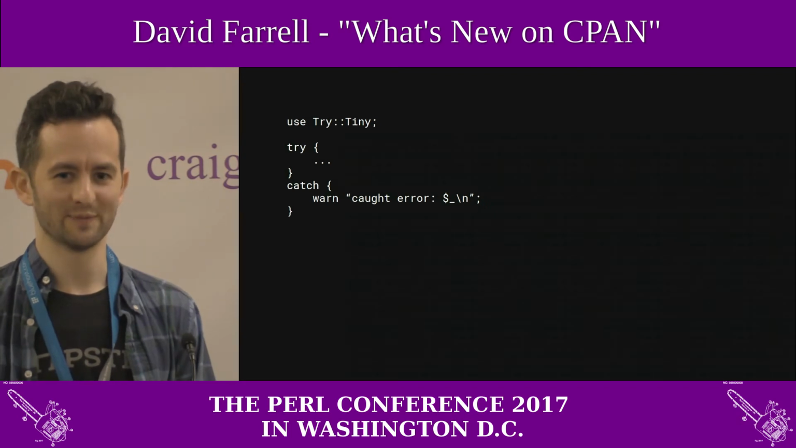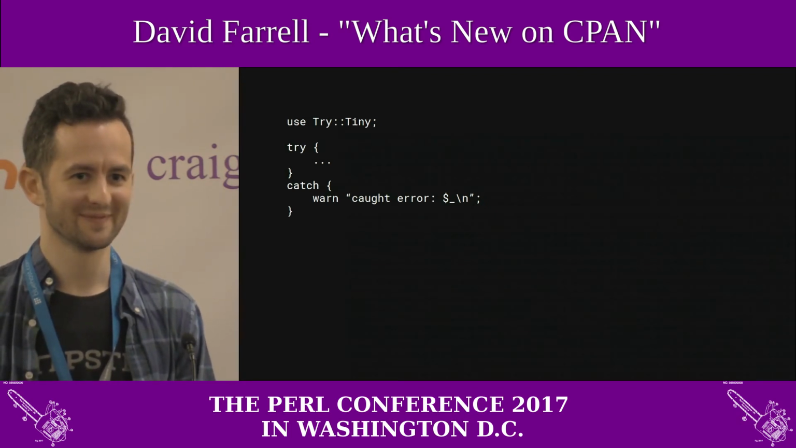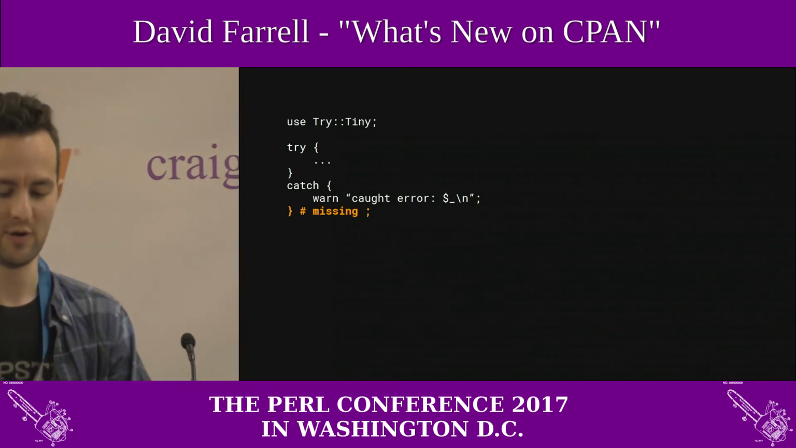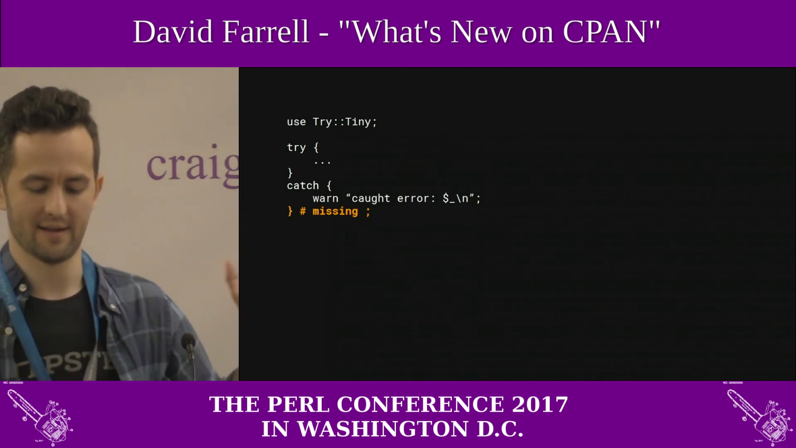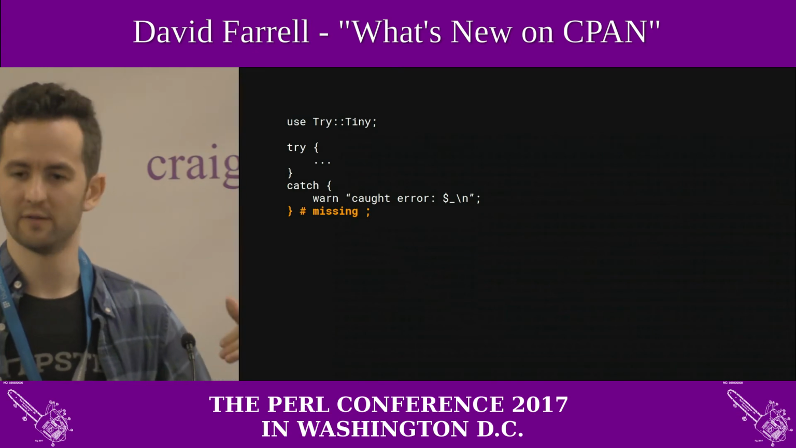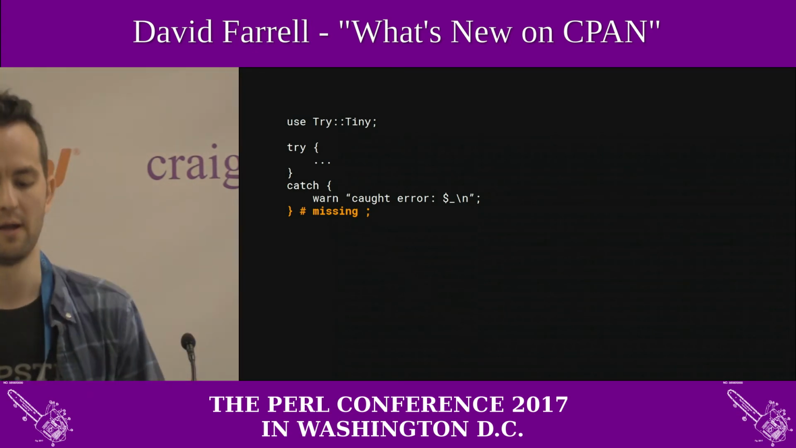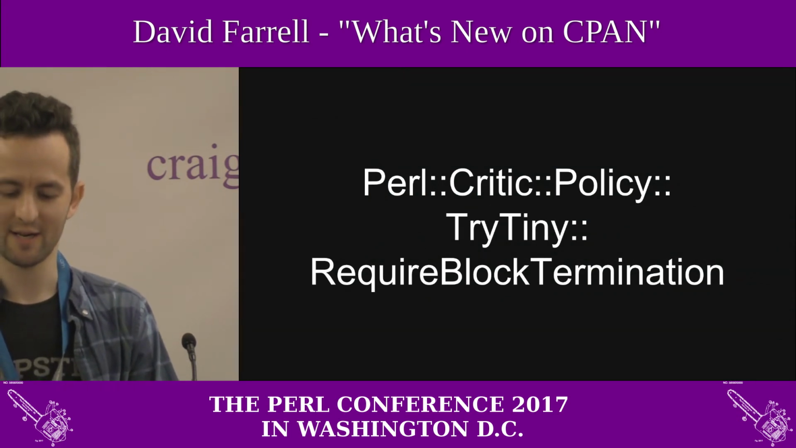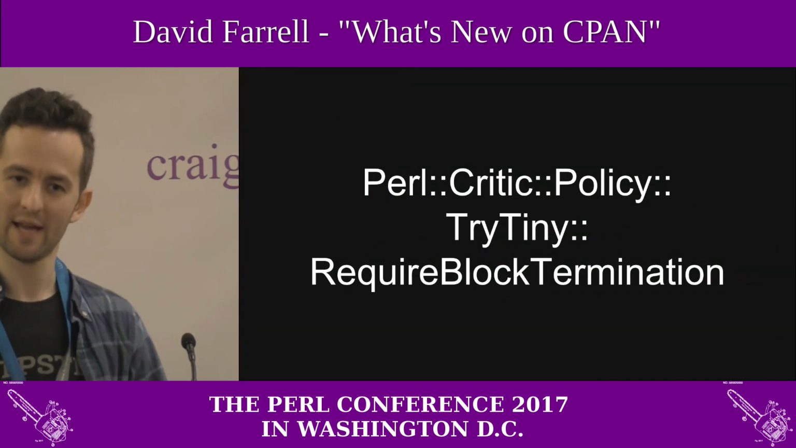What about this code? Yeah? Yes. So try tiny requires a closing semicolon at the end of a catch block. So for this, I recommend Perl critic policy try tiny require block termination, and you'll catch those errors.